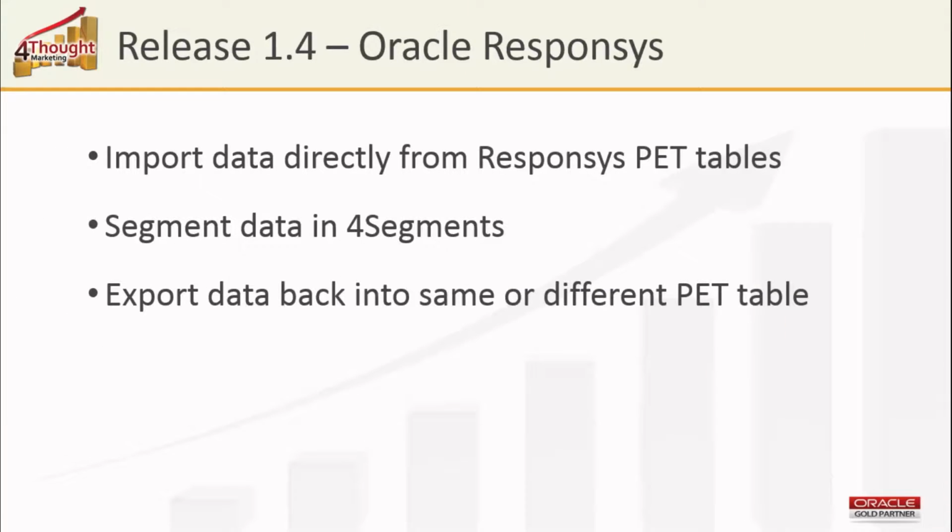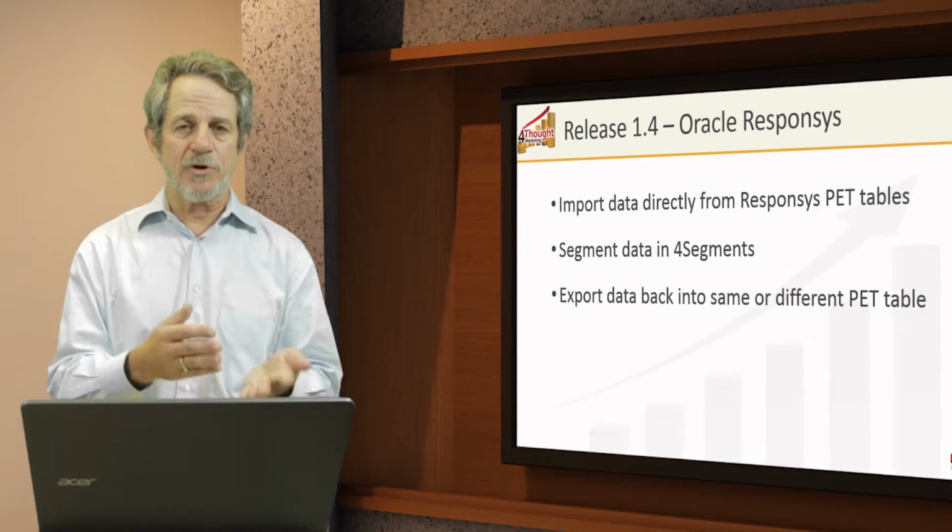And so we've now made it very easy for you to take data from your PET tables and responses, export them, bring them into 4Segments, use 4Segments for segmentation, and then export that data back into responses to a new PET table or to the same PET table. It's up to you. It's a very simple integration between the two systems, but brings the power of 4Segments to the vast quantity of data inside your responses table.